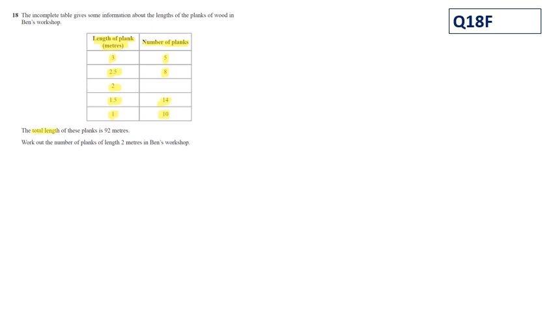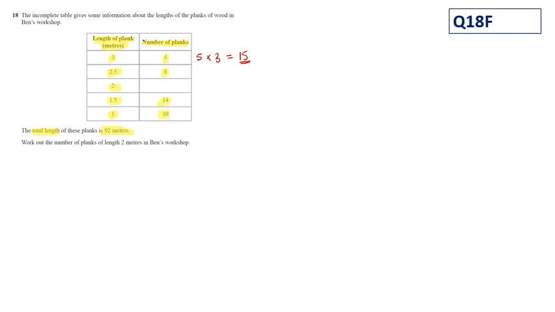Okay, so I've got this piece of information here. The total length of all the planks together is 92 meters. Now, if I start by working out the length of all the planks that I have in the table, I know that they all need to add up to 92. So whatever's missing must be the total length for the number of planks that are 2 meters long. So if I start with the first row, I've got 5 planks that are 3 meters long, so I can do 5 times 3 to give me 15. So the planks in the first row are 15 meters long altogether.